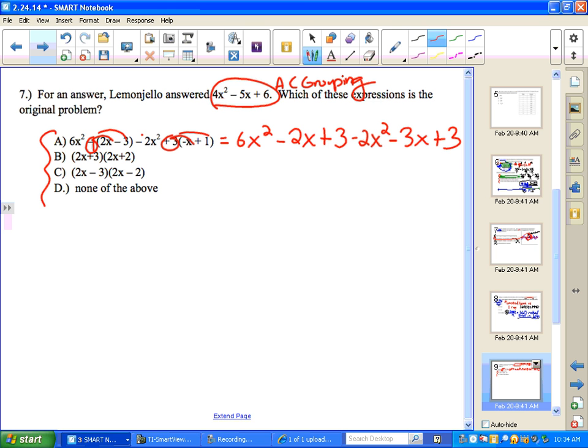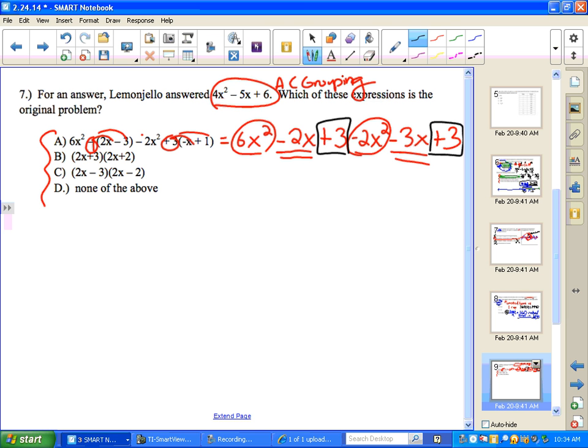Now we can combine like terms. So I'm going to circle the two terms that have an exponent of a 2, and let's underline the two terms that have an exponent of a 1, and then I'm going to put a box around the terms that are just numbers.